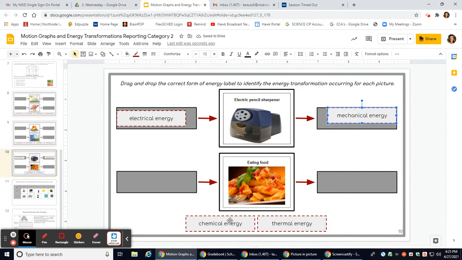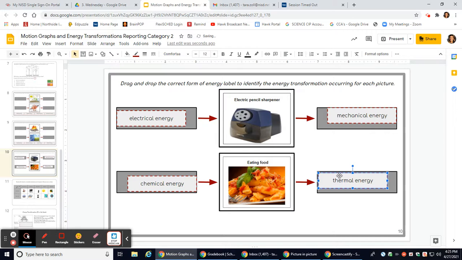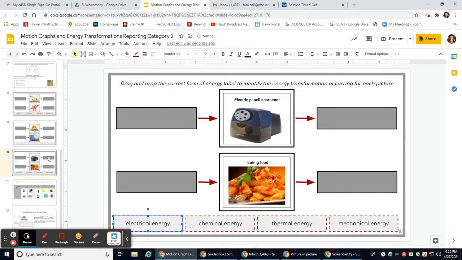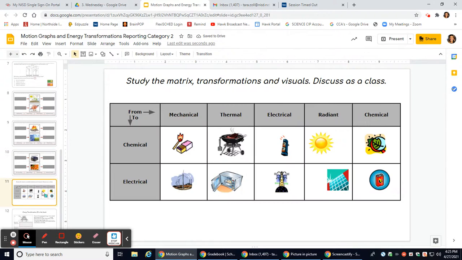Here we have chemical energy, which is food. That chemical energy is going to be transformed into heat energy to keep our body temperature maintained. And lastly, I would like to just discuss these visuals as a class.